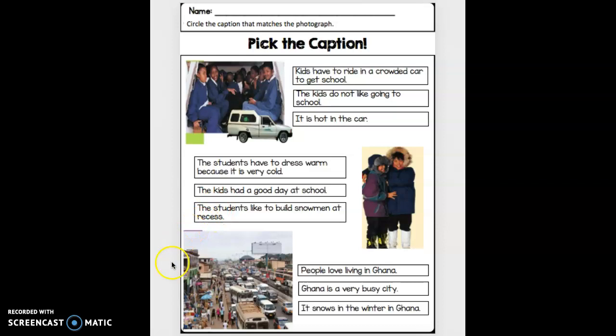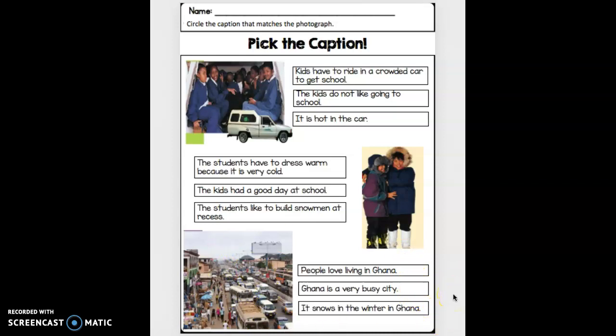And the last photograph down here. The first one says, people love living in Ghana. The next one, Ghana is a very busy city. Or the last one, it snows in the winter in Ghana. Which caption correctly would match this photograph?